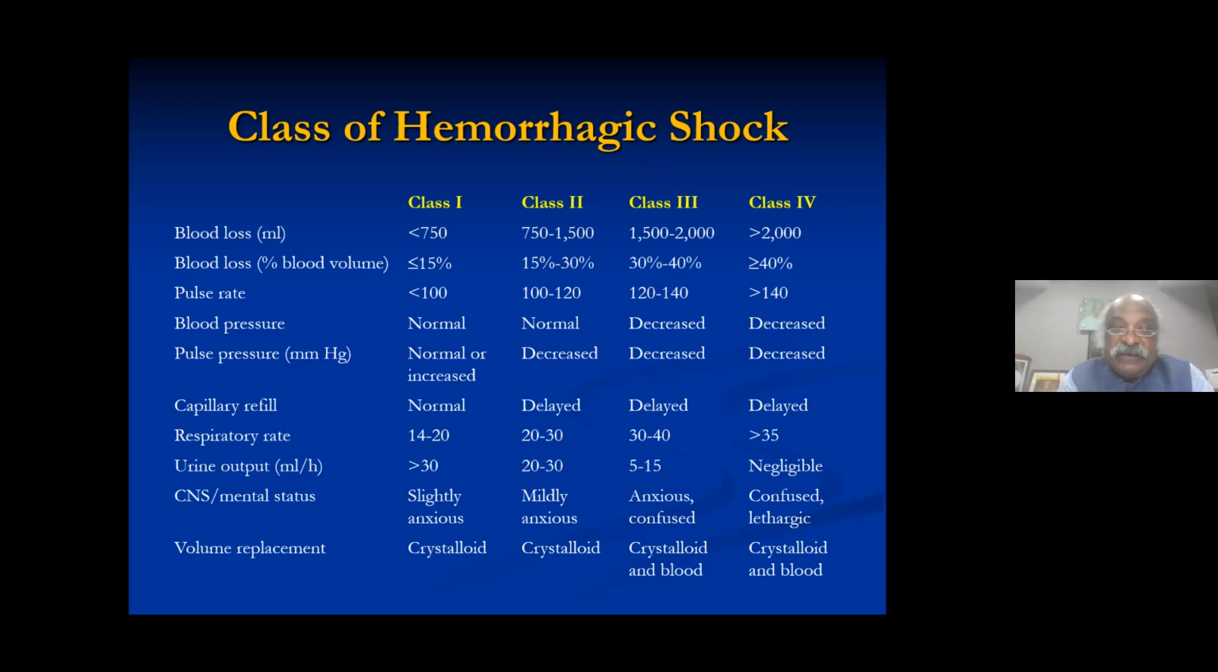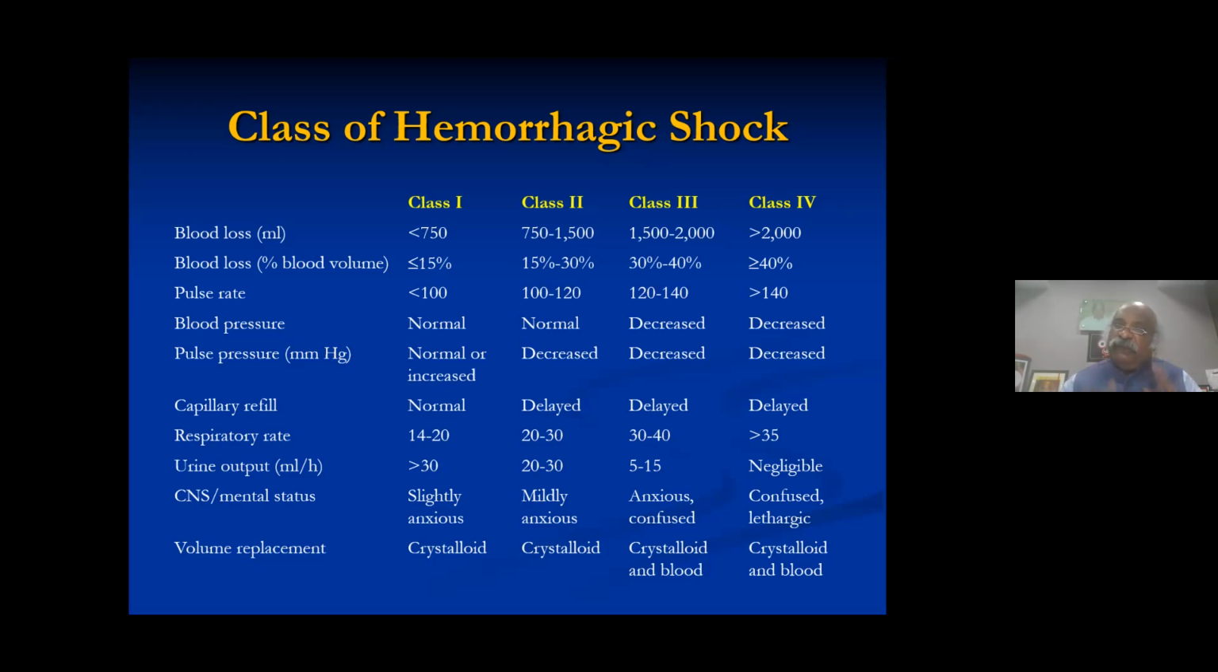Similarly, the pulse pressure is decreased starting from class 2. Compensation is just not able to fill up the pulse pressure. And capillary refill is delayed in class 2, class 3, and class 4. The respiratory rate is also altered. More tachypnea occurs as we go up the classes. And altered mental status or sensorium is seen only in class 3 and class 4. In class 2, the patient is only mildly anxious, but in class 3 and class 4, she is a little bit confused and lethargic, and frank altered sensorium is seen.